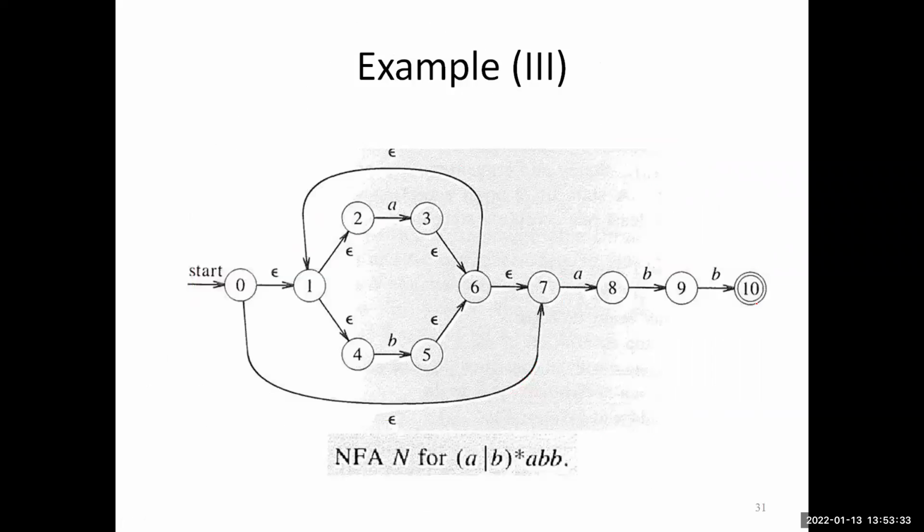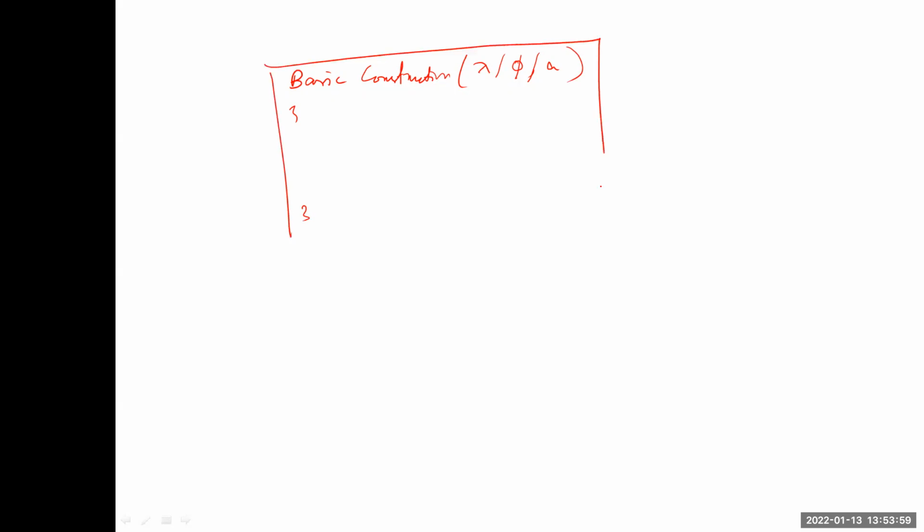To summarize the discussion, how many functions are there? One is basic construction. Basic construction will take either lambda or phi or a single alphabet symbol as input, and the output is always a 2-state NFA.